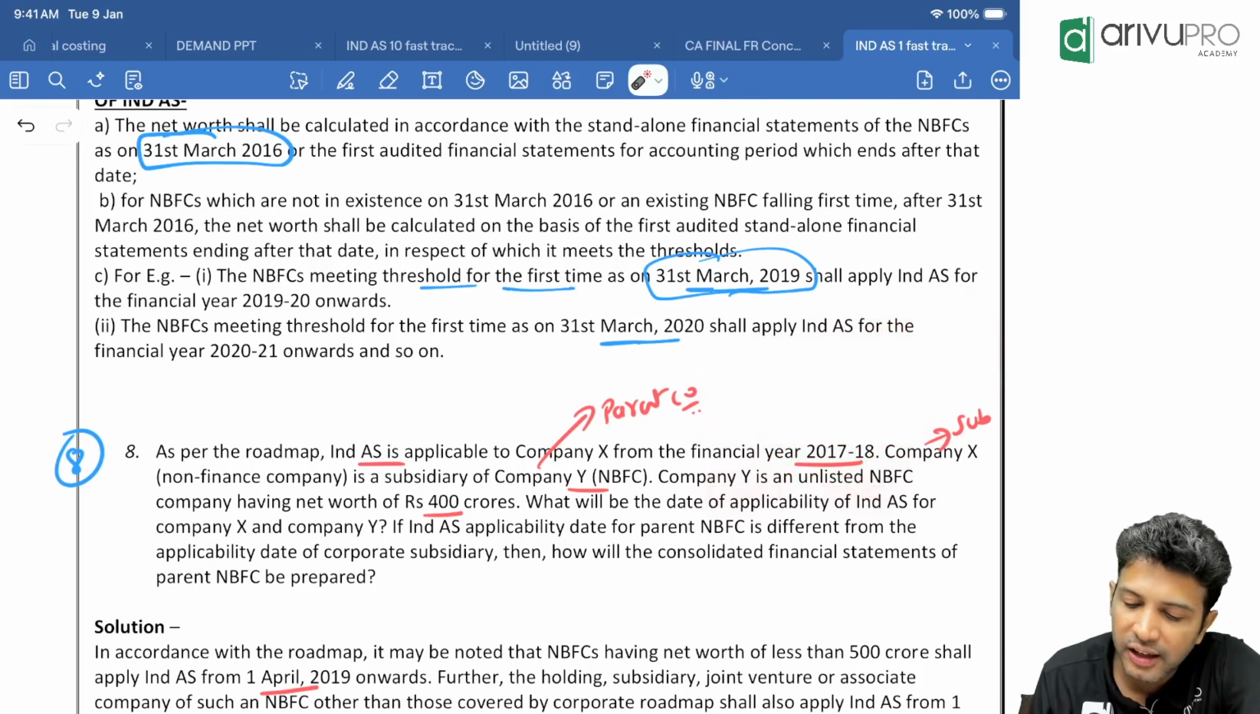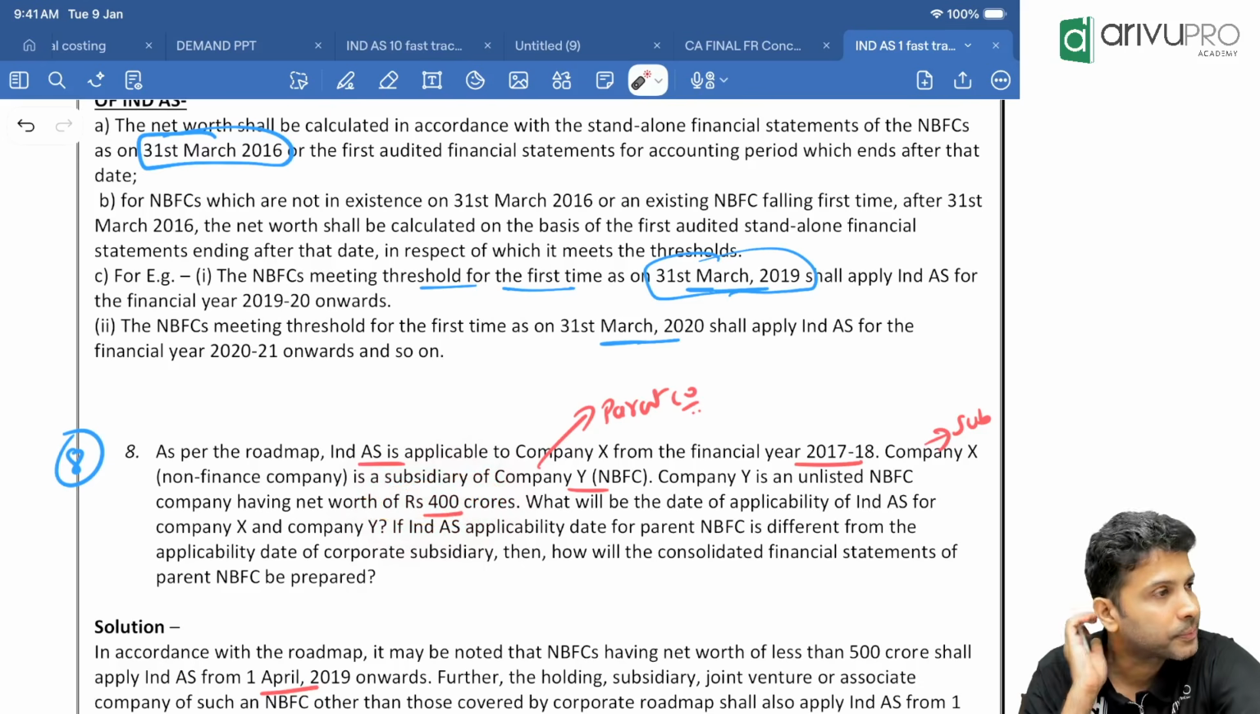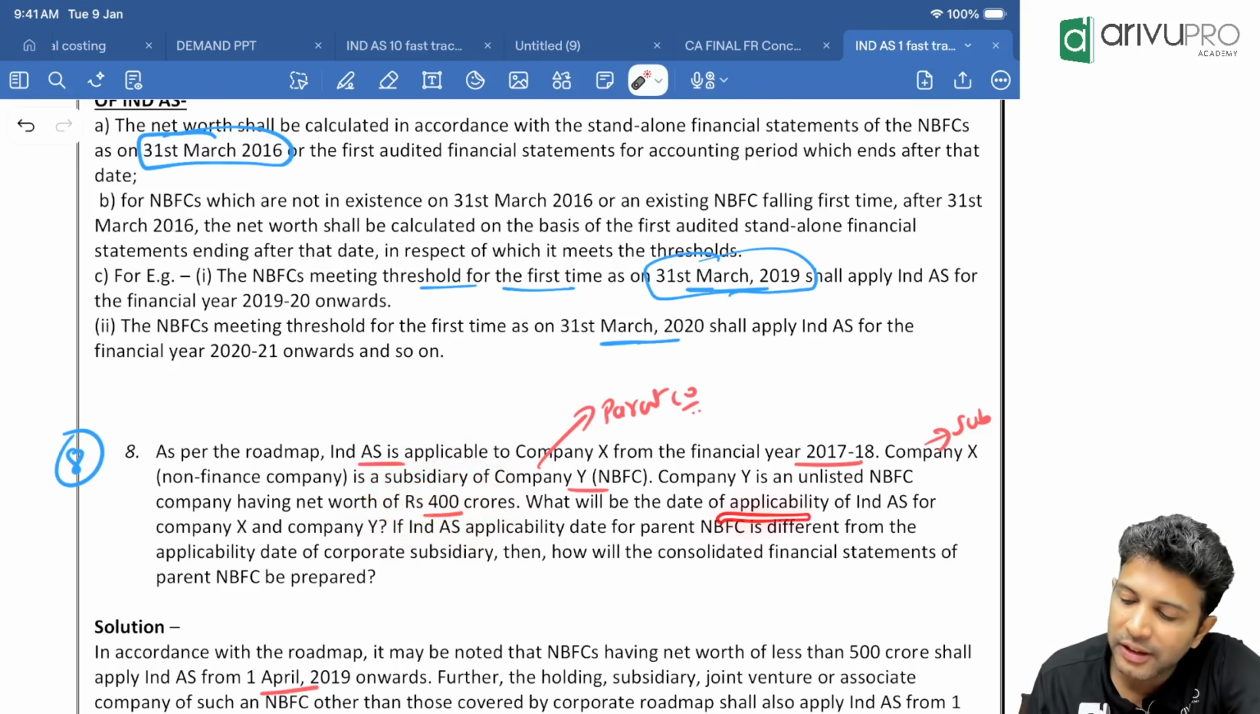Company Y is an unlisted NBFC whose net worth is 400 crores. What will be the date of applicability of Ind AS for company X and Y? We'll read the second part later.